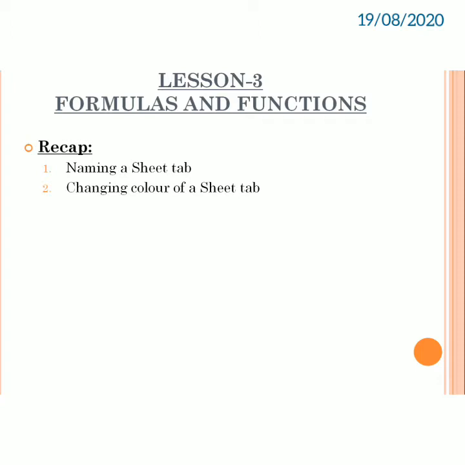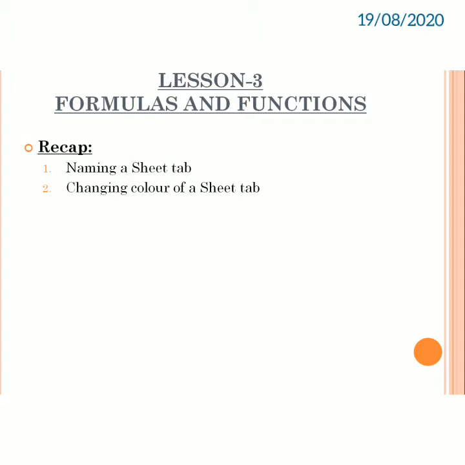So, dear children, how to name a sheet tab? The steps are you just have to right click on the particular sheet tab in the worksheet. Then a shortcut menu will appear. After that, we have to click on the rename option. Then the cursor will appear in the sheet tab. Then you have to type the name which you want to give to the sheet. After you have given the particular name, you will just have to press the enter key.